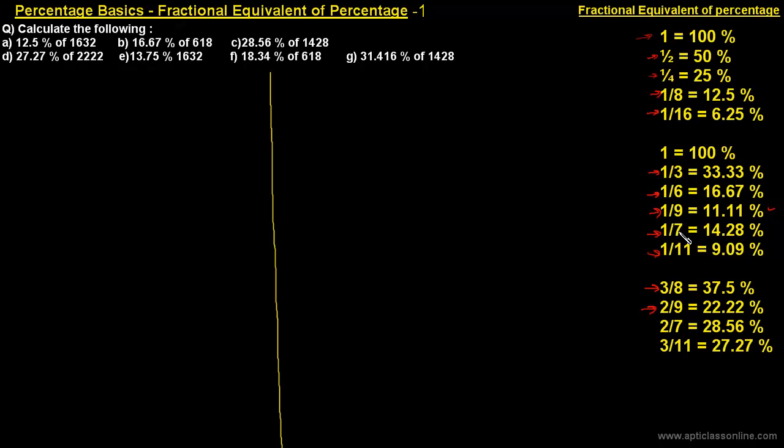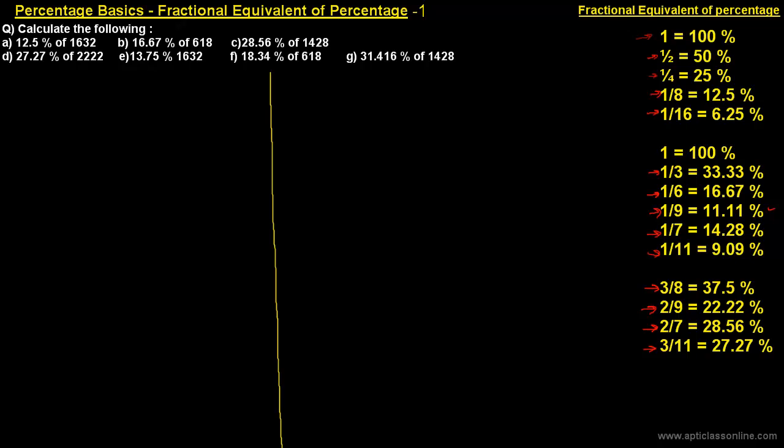So in case you know 1/7 is 14.28%, that is also very easy to remember, because 7 twos are 14 and 14 twos are 28. So if you multiply both sides by 2, you will get 2/7, that is equivalent to 28.56%. Similarly, if you know 1/11 is equivalent to 9.09%, multiplying it by 3 both the sides, you get 3/11, that is equivalent to 27.27%. So as we have discussed earlier also, these fractional equivalents to percentage are widely used in different examples.